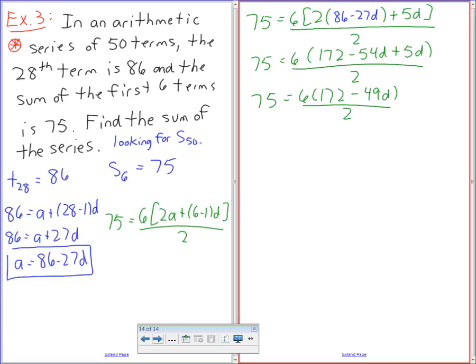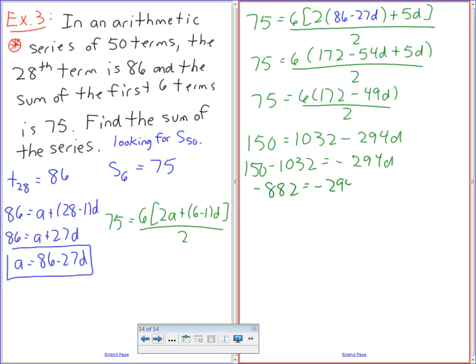Give me the 6. I'm going to do 2 things at one time. Call that 150. 6 times 172, I can't do. I can't do these in my head. They're too big. 1,000. This is a big number. 294. Okay, that's not good. 82. And so D is equal to 3.